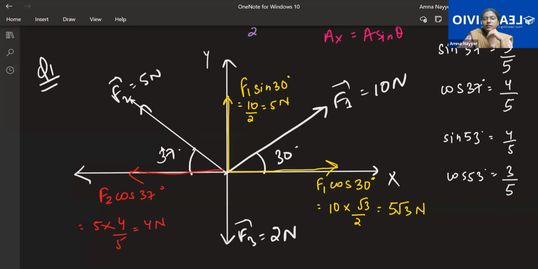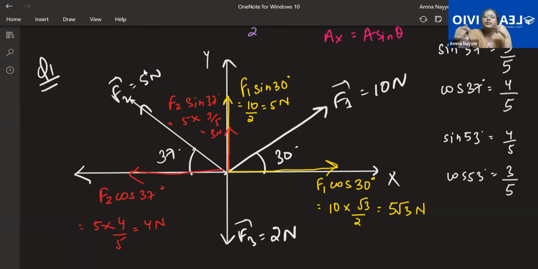4 Newton over here. Now, the component which will overlap with F1. See, this will overlap with F1, right? You are taking the perpendicular to it. This becomes F2 sine 37 degree. That is 5 into 3 by 5, which is 3 Newton. Look, 5 Newton, 3 Newton, 4 Newton. Under root 4 square plus 3 square is what? Under root 25, which is 5 Newton.